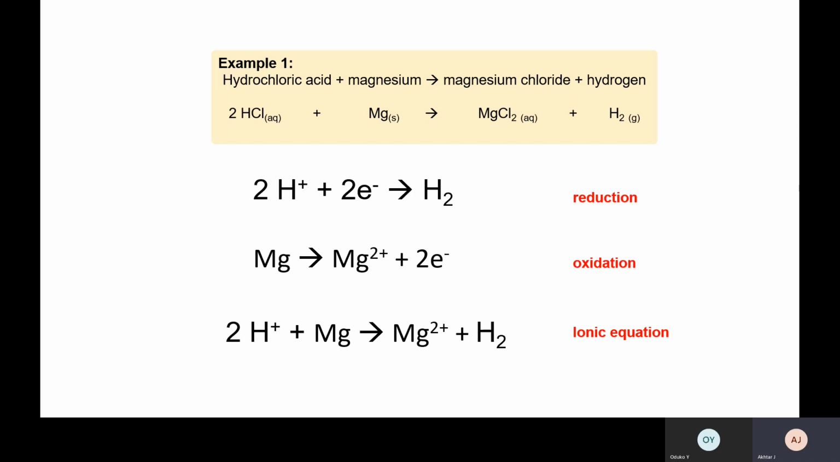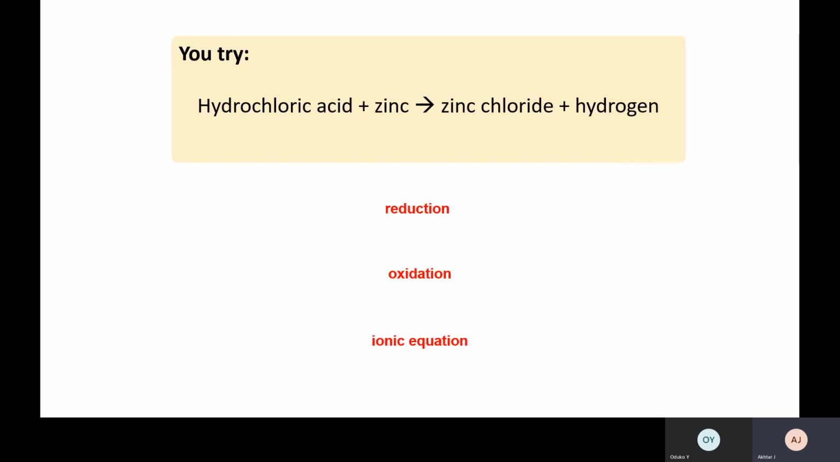Okay, excellent. So following that format of reduction, oxidation, and combining the 2 to get the ionic equation, can you please try this question? We've got hydrochloric acid plus zinc makes zinc chloride plus hydrogen. First thing you need to do is write the balanced symbol equation. Then please write the 2 half equations and combine them to get the ionic equation. So just pause the video now and try that.